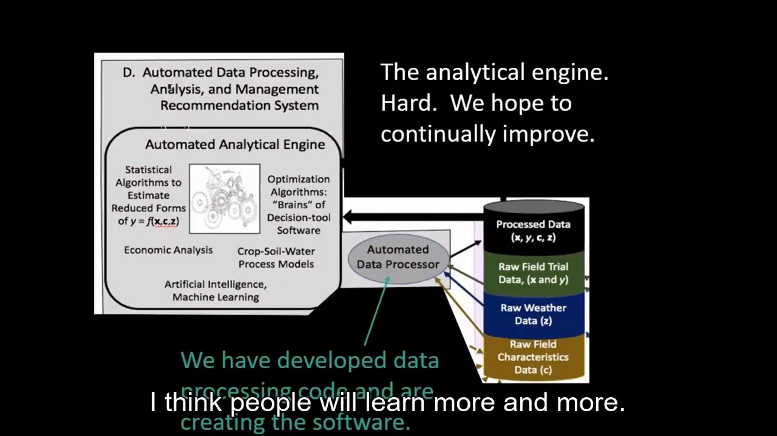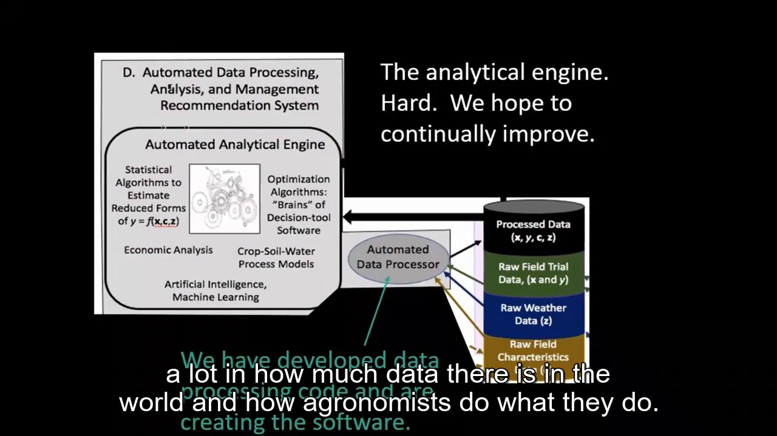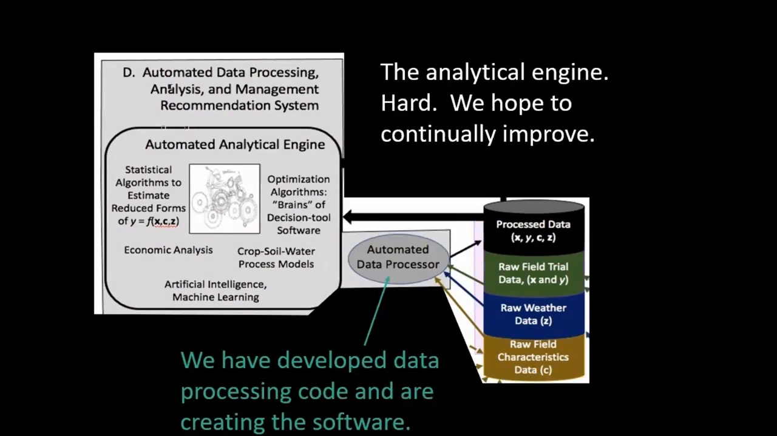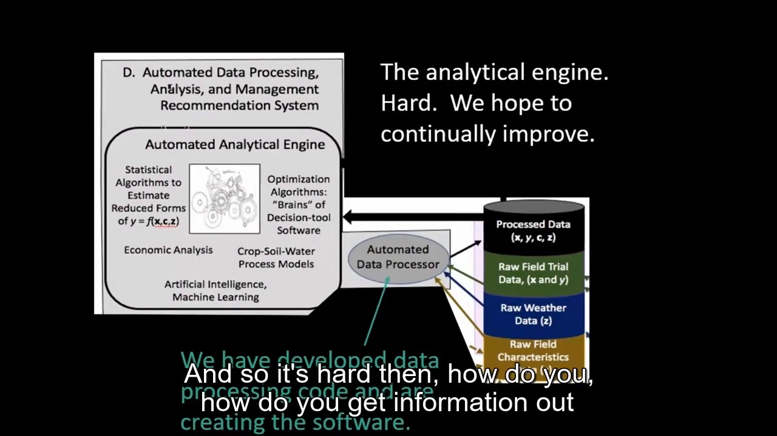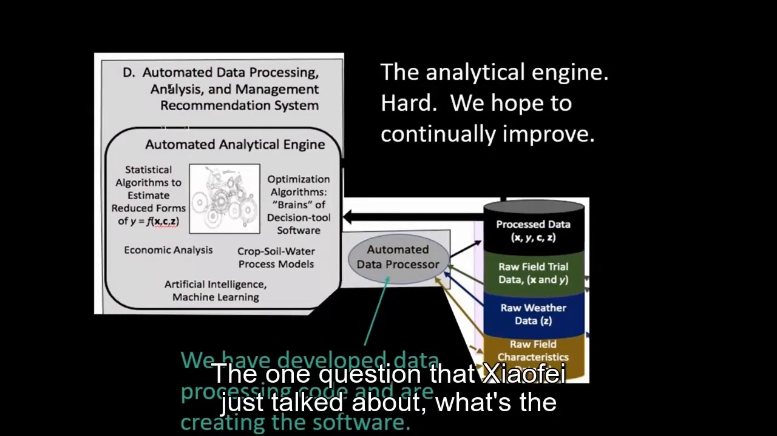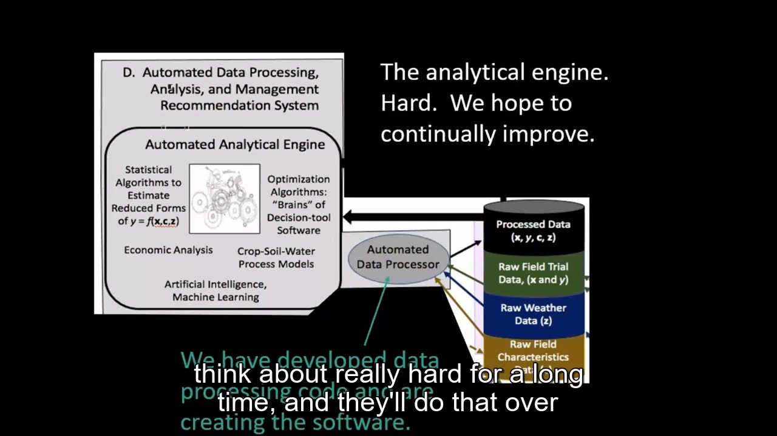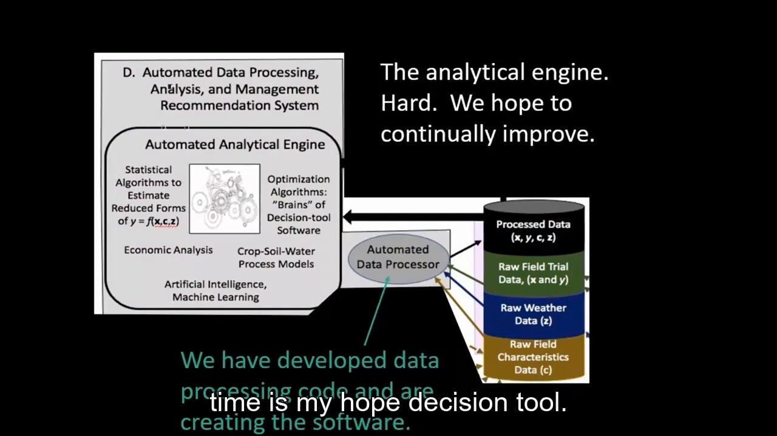Okay. All right. This analytical engine, this is, I think, 100 years of research. I think people will learn more and more over time. I think the way we're creating this new data is going to change a lot in how much data there is in the world and how agronomists do what they do. And so it's hard. Then how do you get information out of that that's worth something? And the answer is, well, there's a lot of questions. The one question that Xiaofei just talked about, what's the best way to design a trial? That's one of 1,000 questions that you would want somebody to think about real hard for a long time. And they'll do that over time, is my hope.